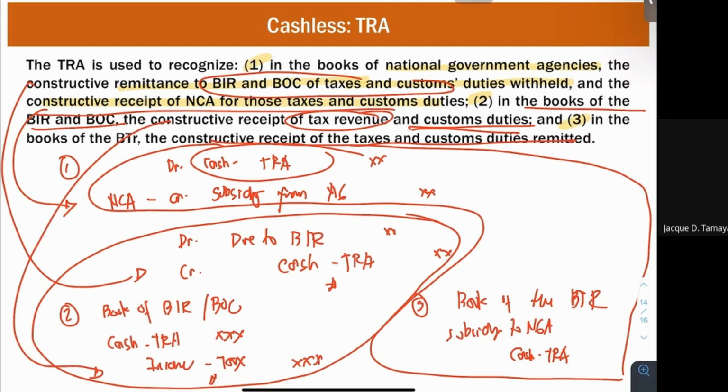Again, the first entry is for the agency, with the constructive receipt of your NCA. The second entry, on the books of the BIR or BOC, is the constructive receipt of the cash and the recording of the income. And then lastly, on the books of the BTR, the recording of the taxes and customs duties as NCA: a debit to subsidy from NGA, and a credit to cash TRA.